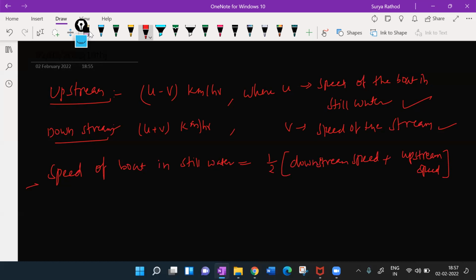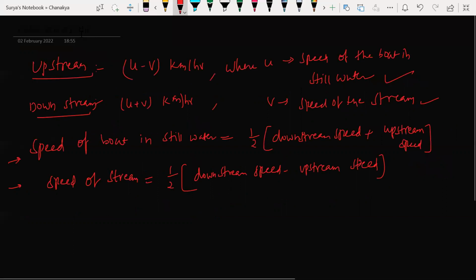Now the next formula is speed of the stream. Speed of stream is basically half of downstream speed minus upstream speed. Am I correct? Yes. Now look at this.